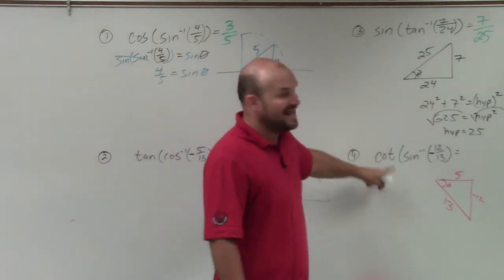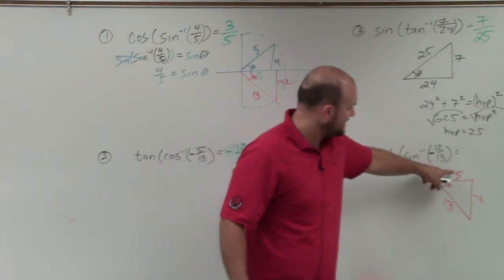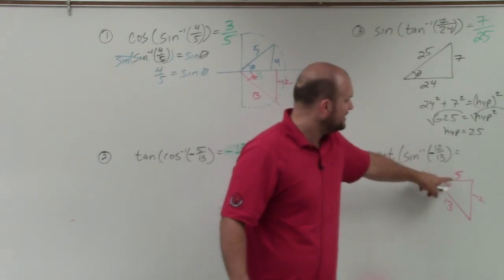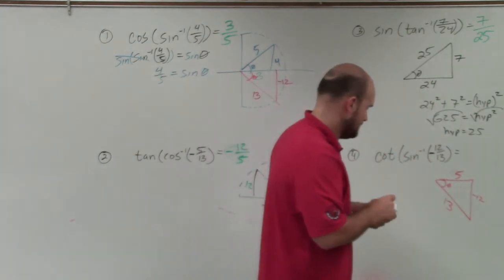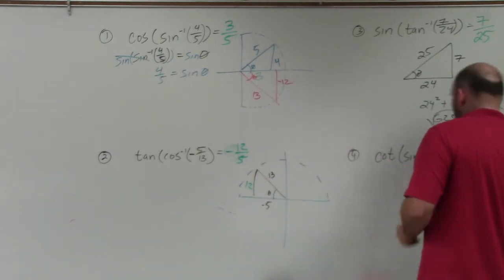So now, remember, tangent is opposite over adjacent. Here's my angle, opposite over adjacent. So for the cotangent, it's going to be adjacent over opposite. So that's going to give me a -5 over 12.